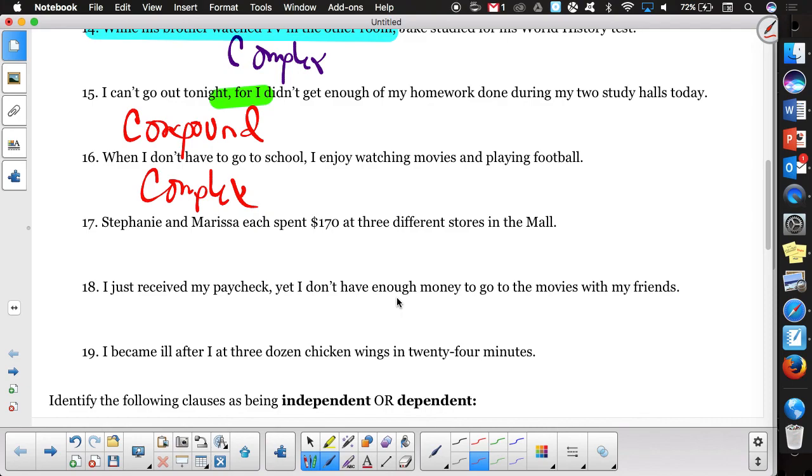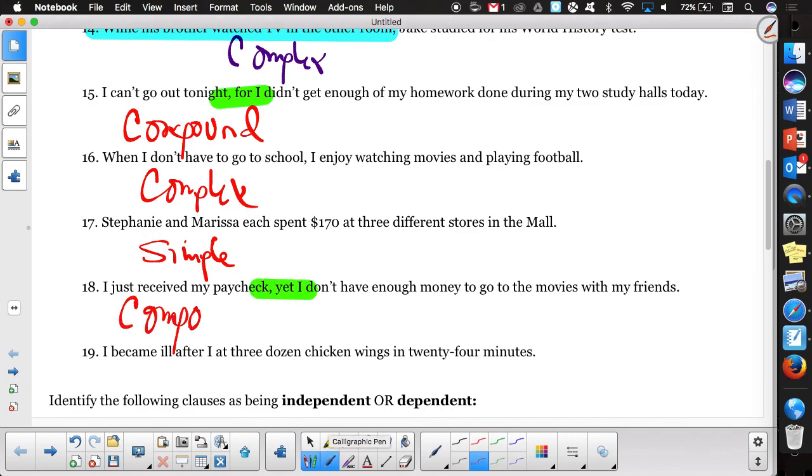Simple. Again, it's a lengthy, simple sentence, but it's still a simple sentence. I just received my paycheck, yet I don't have enough money to go to the movies with my friends. Compound. And again, we got that conjunction right there of yet.